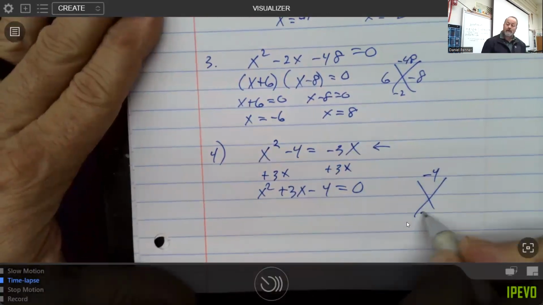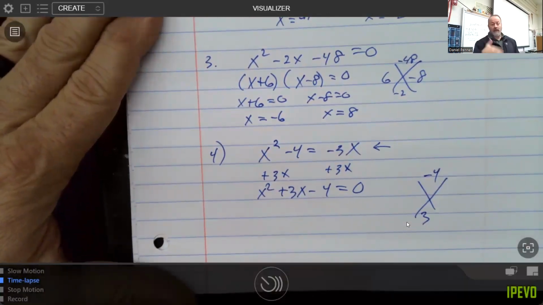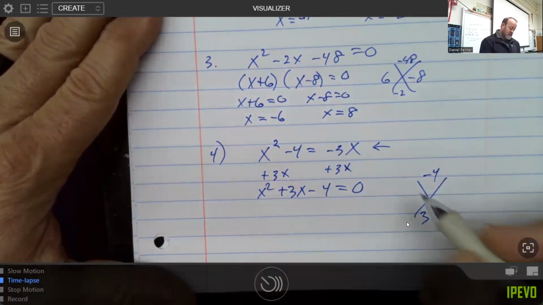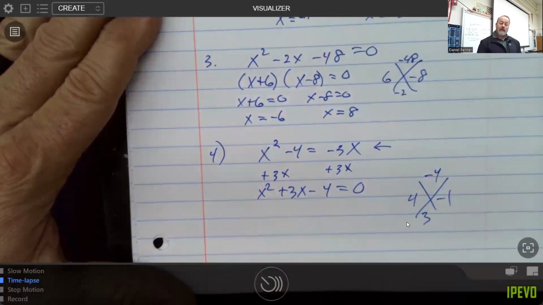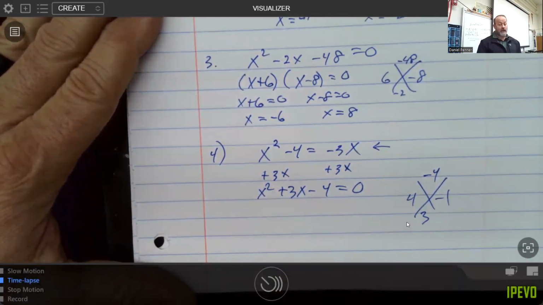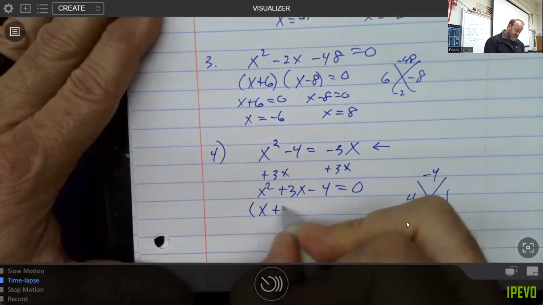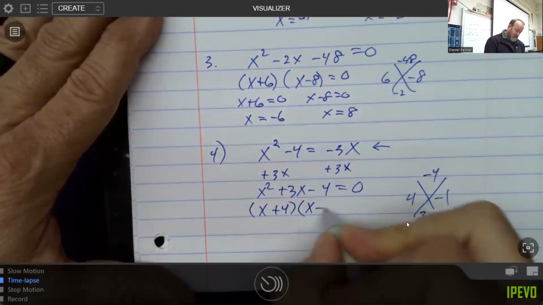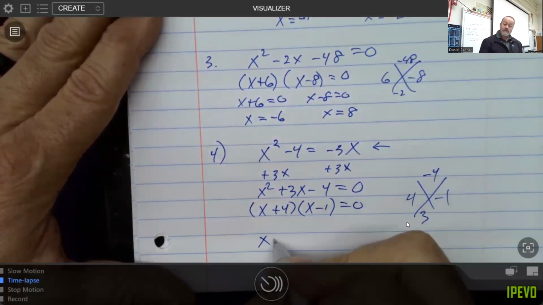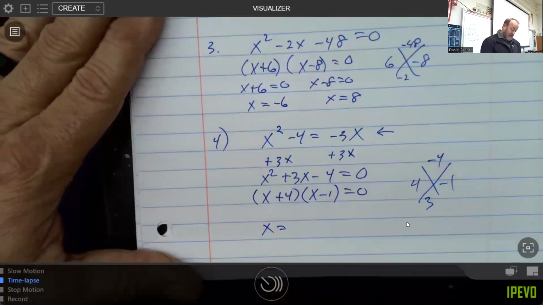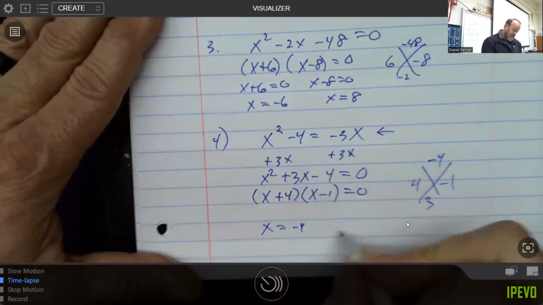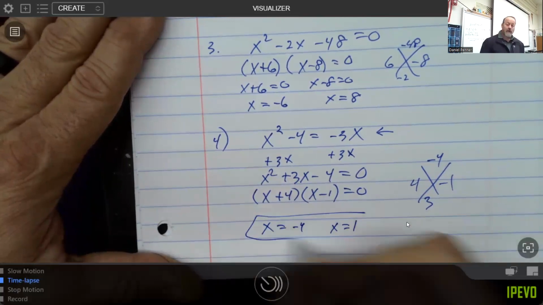And now I could do my little magic X or my diamond problem, depending on who you talk to. And so I know that 4 and -1 would have that proper product. So remember, please don't try to jump to your answer yet. Write it in factored form first. And so the factors would be x plus 4 and x minus 1. And therefore, my two solutions would be x equals -4 and x equals +1.